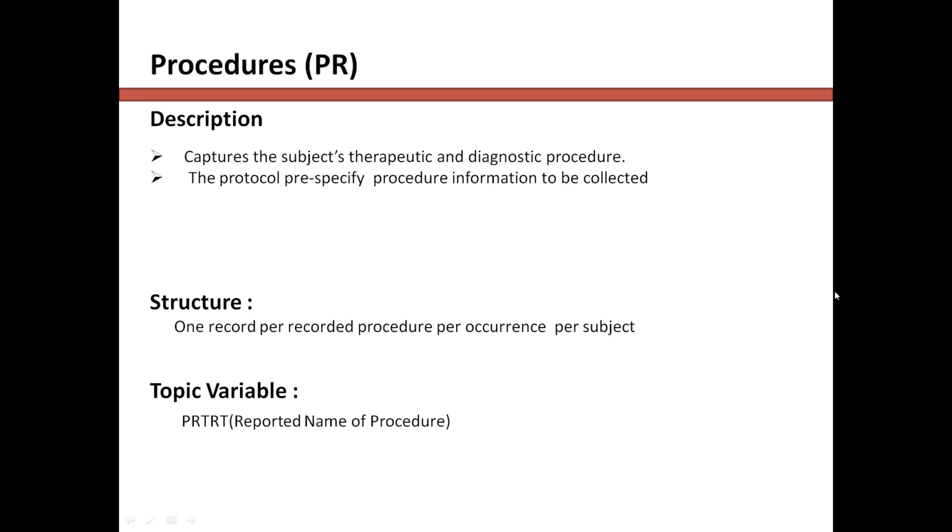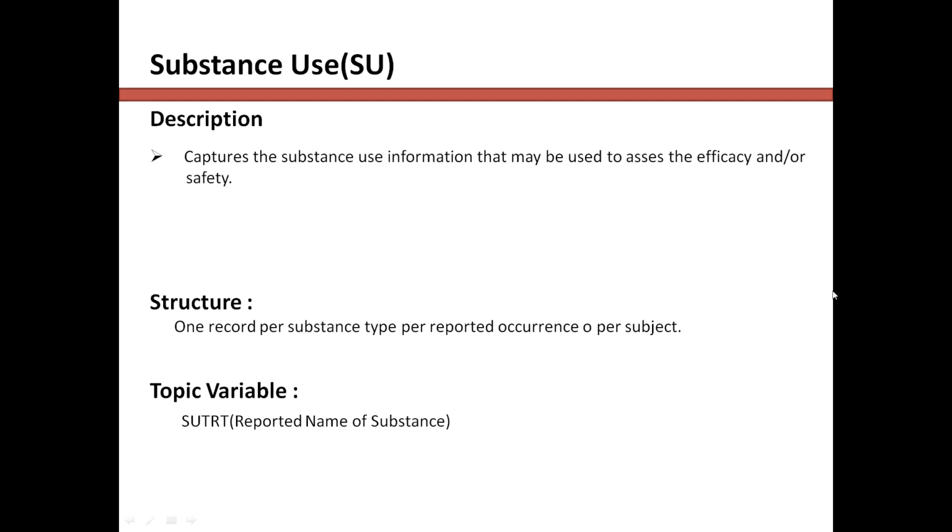Another domain in the interventions is the procedures domain. It captures the subject's therapeutic and diagnostic procedures, the protocol-specified, pre-specified procedure information to be collected. The structure of the procedures domain is one record per recorded procedure per occurrence per subject, and the topic variable is procedure treatment, the reported name of the procedure.